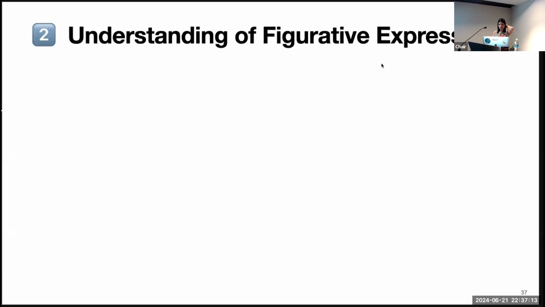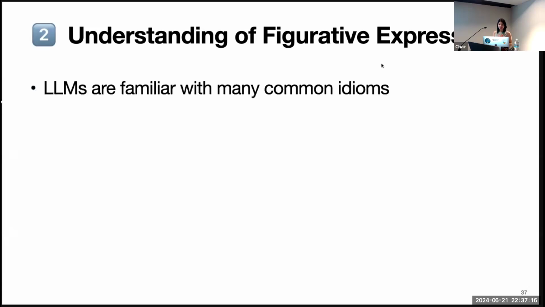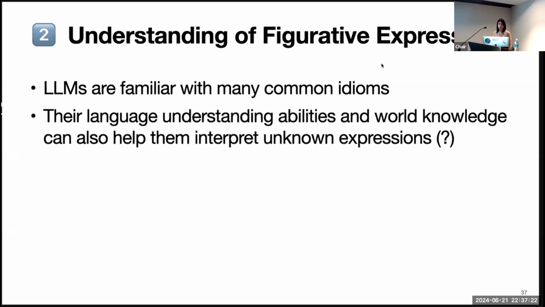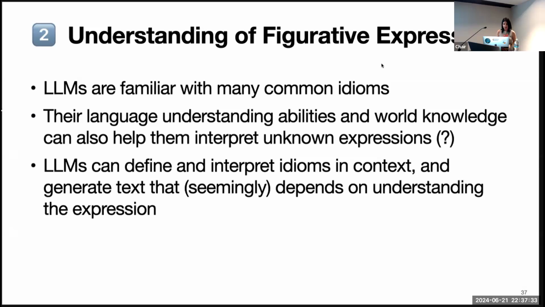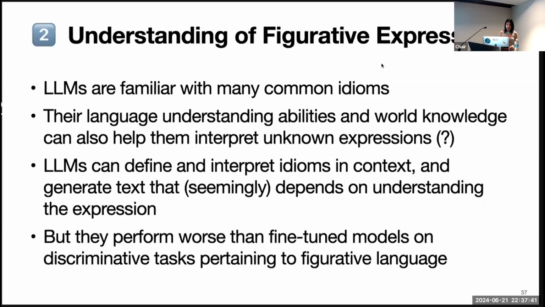So to recap the second part about understanding of figurative expressions, LLMs are familiar with many common idioms. Their language understanding abilities and word knowledge can also help them interpret unknown expressions. I mean, it seems like that. Probably better experiments are needed to conclude that. They can define and interpret idioms in context and generate text that seemingly depends on understanding the expression. But they still perform worse than fine-tuned models on discriminative tasks pertaining to figurative language, like in this example, choosing which continuation is more plausible.